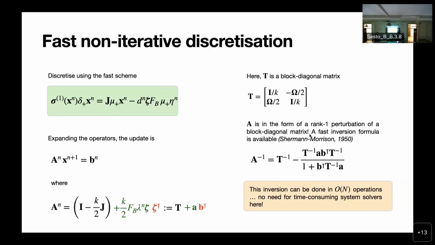So despite the system being dense, you can use this fast inversion formula, which you can compute in O(n) operations. So you don't need to use Gaussian elimination, which is O(n cubed), or other kinds of iterative linear system solves. Here you just go with this formula, and it becomes really, really fast. That b is not the b. No, that's bad notation. Yeah, I should change that. Thanks.